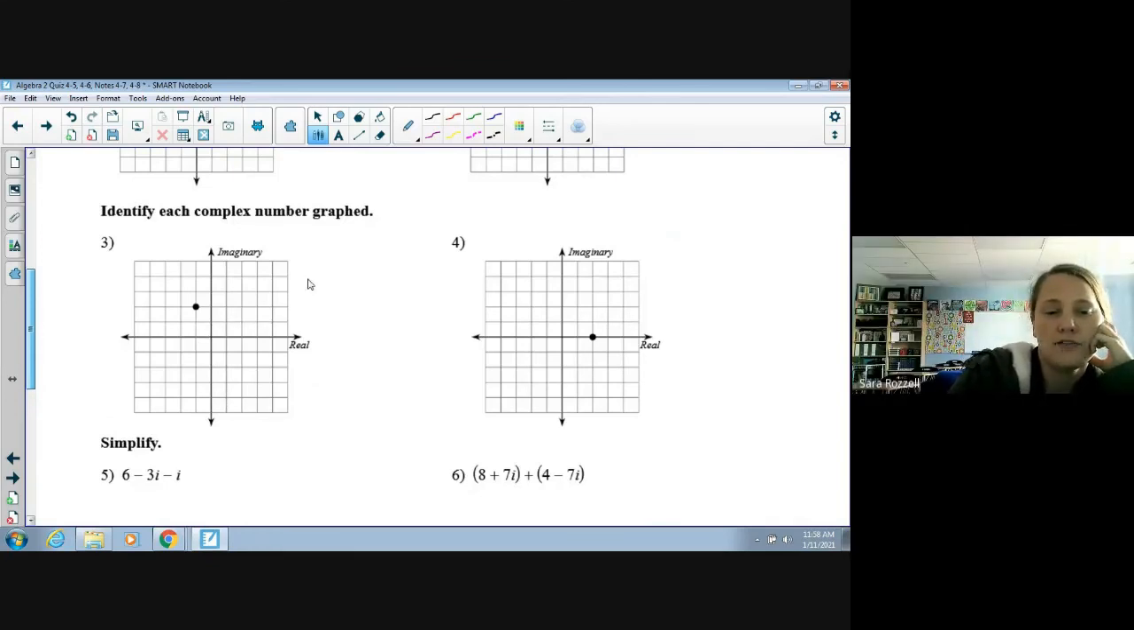So going -1 in the real, and how much in the imaginary? 2, so we put plus 2i. And the next one, how much in the real direction? 2. Do we go any in the imaginary direction? No, so it's just the number 2. You could put plus 0i if you wanted to, but there's no i part for it.